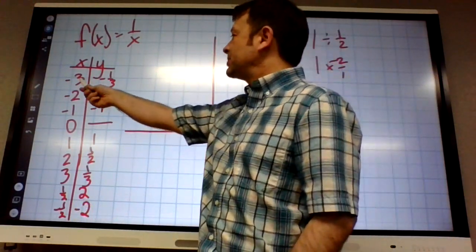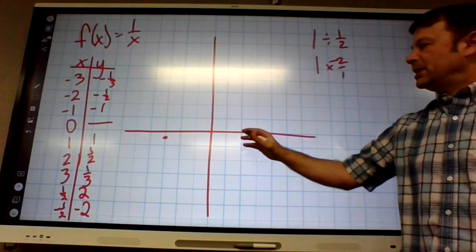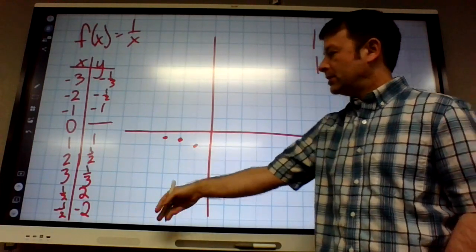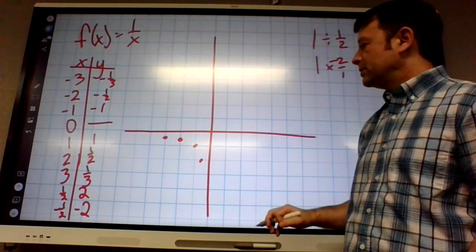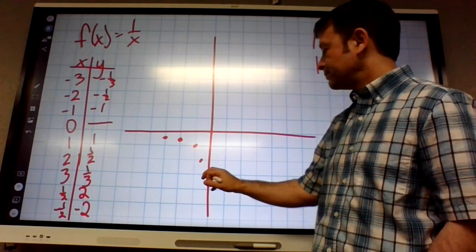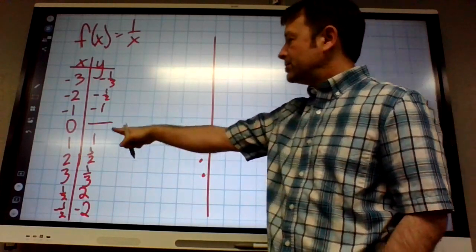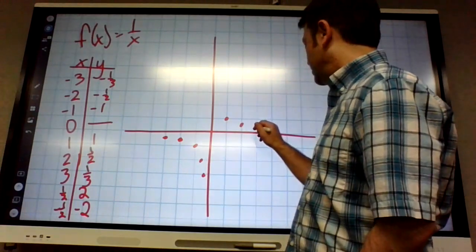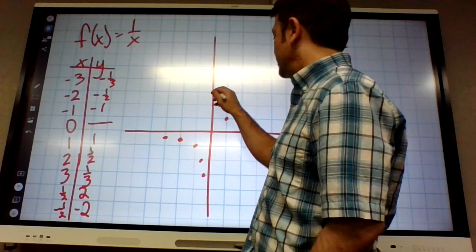Anyway, so let's see what this looks like. Negative 3, negative 1/3. Negative 2, negative 1/2. Negative 1, negative 1. Negative 1/2, negative 2. If I did negative 1/3, it'd be negative 3. And then on the other side, we got 1, 1, 2, 1/2, 3, 1/3, 1/2, 2. If I did 1/3, it'd be 3.